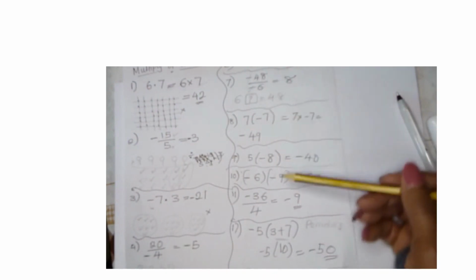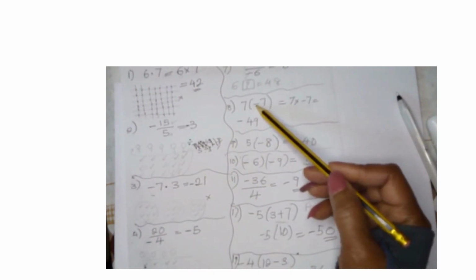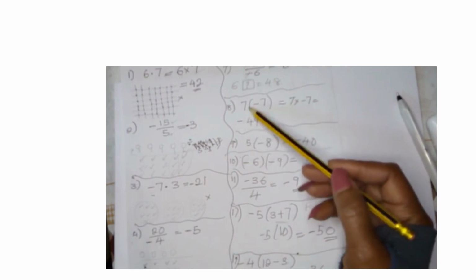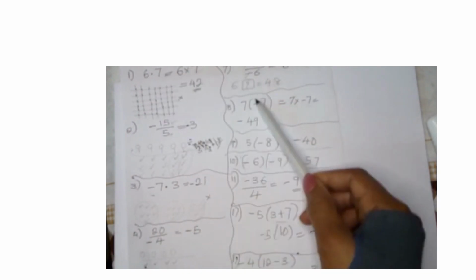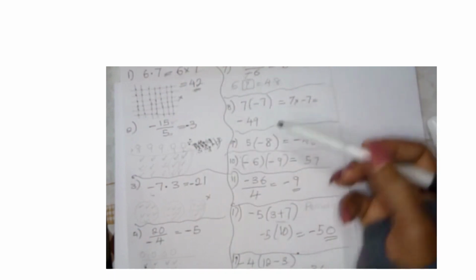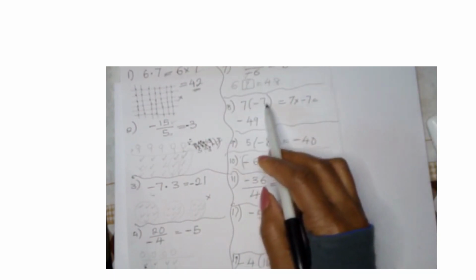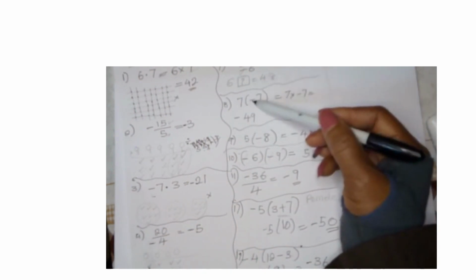Okay, look at this. You only have 1 negative sign here. When you see brackets, this is another sign of multiplication. This is 1, and a bracket with nothing in between means multiplication. So 7 times negative 7 will give you negative 49, because only one number has a negative sign in it. The next one is 5 multiplied by negative 8.